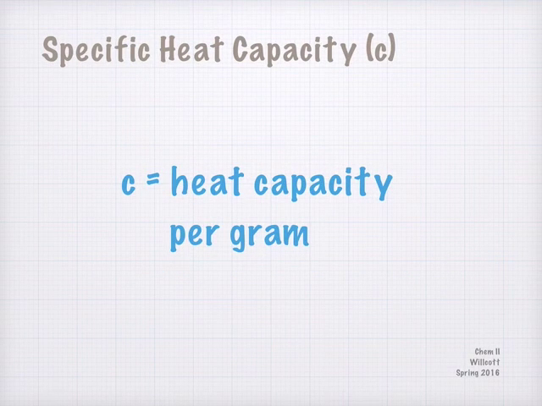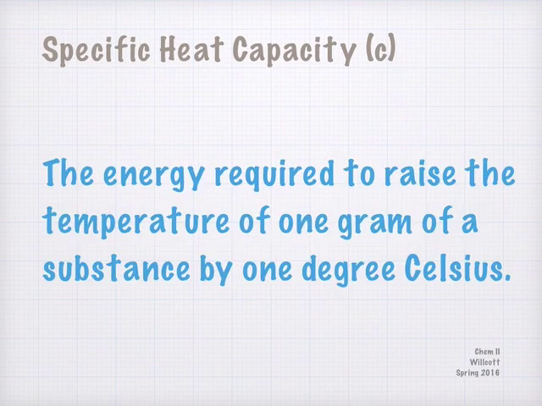But we need to factor in the idea that it's going to take more heat if you have more of a substance. And when we factor that in, we develop something called the specific heat capacity, typically, but not always, indicated by a small letter c. And specific heat capacity is when we look at heat capacity per gram of substance. This allows us to more readily compare different substances.